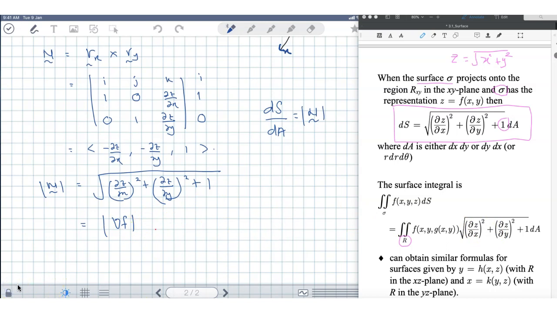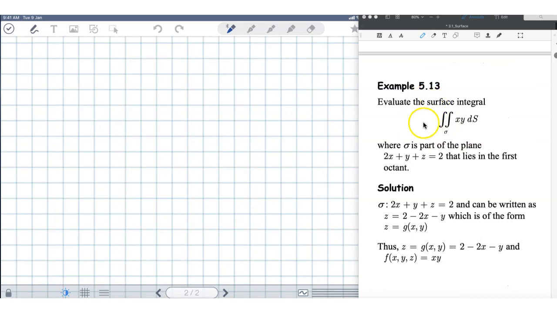Okay, so look at the example, using the numbering provided here. You have to evaluate the surface integral where the function is xy ds over sigma, and sigma is given by a plane in 3D, the plane 2x plus y plus z equals 2, that lies in the first octant. Then we have to sketch the plane. So now, how can we get the plane?